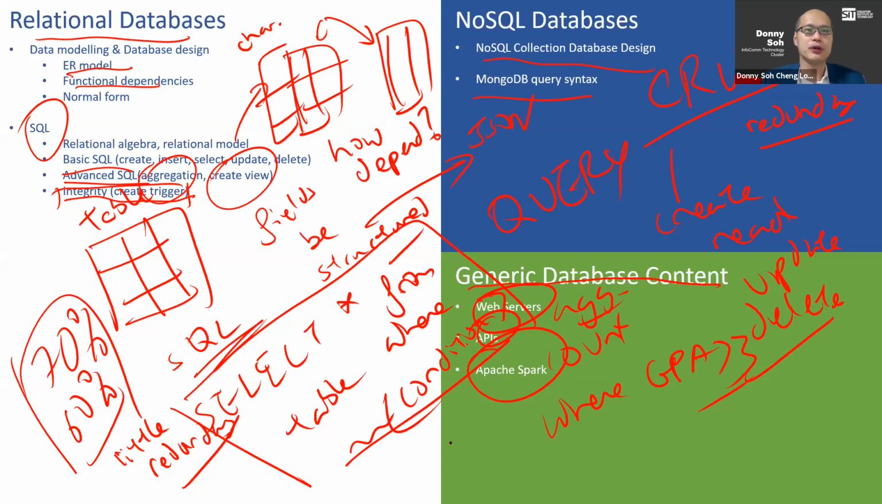This will constitute probably the last 10%. So this will be what web servers are, how database can be hosted on the web server. And we talk about how APIs can be hosted on web server. So this will be the next 10%. If we have time, we will go on to Apache Spark. So Apache Spark will be a bit extra.